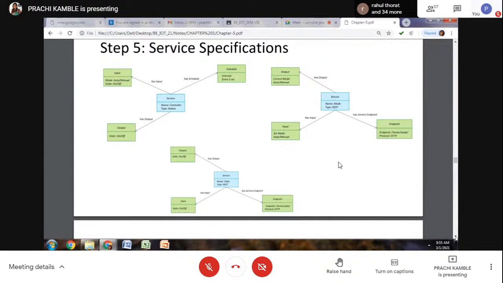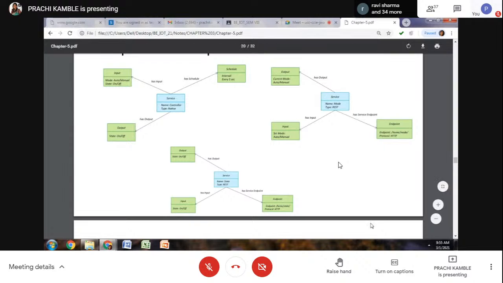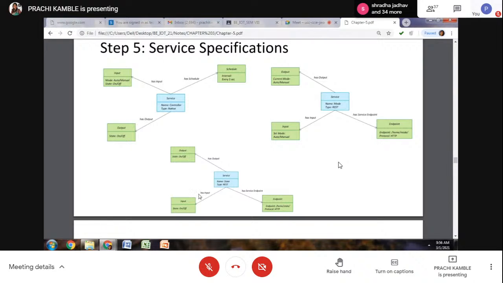Then service specification. So here we can see there are 3 services, 1, 2 and 3. Let's look at the type of the services. First let's see the name. Name is the state, second service is the controller, and third service is a mode. Type is REST, native and REST. So here the first service, that is the REST and store state, has input state on off, and endpoint will be home, state, and protocol used is HTTP.